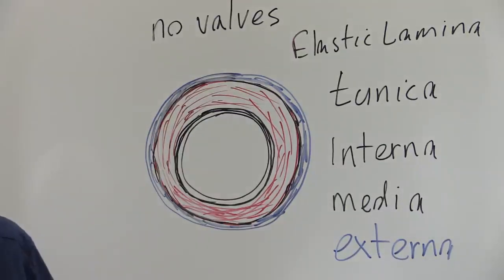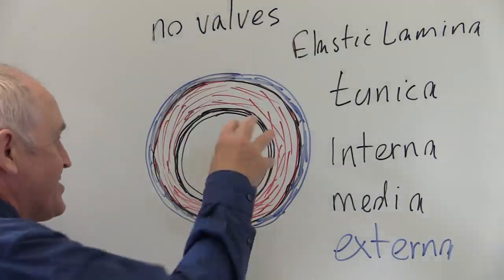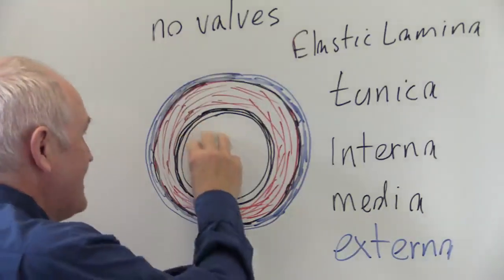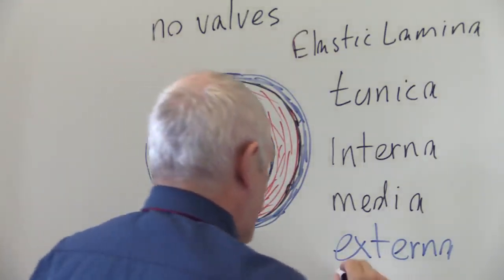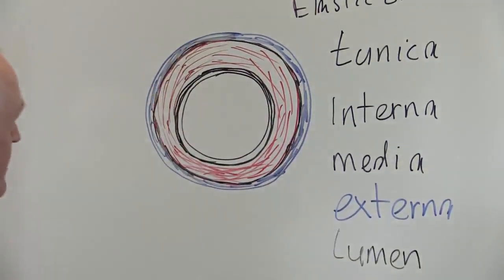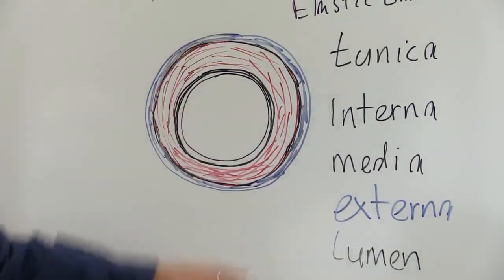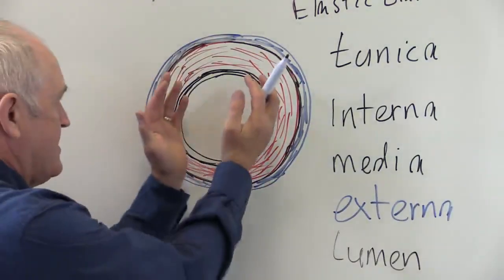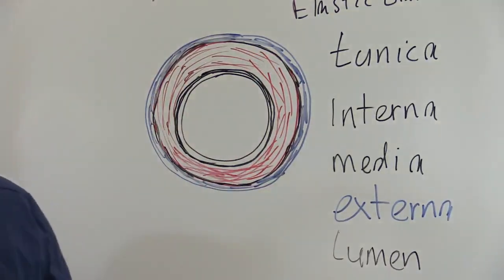And of course the whole point of the artery is to have this hole down the middle, and this is the lumen. The lumen is the hole down the middle. So that is the cross section of the artery. The whole point is to have this lumen down the middle.